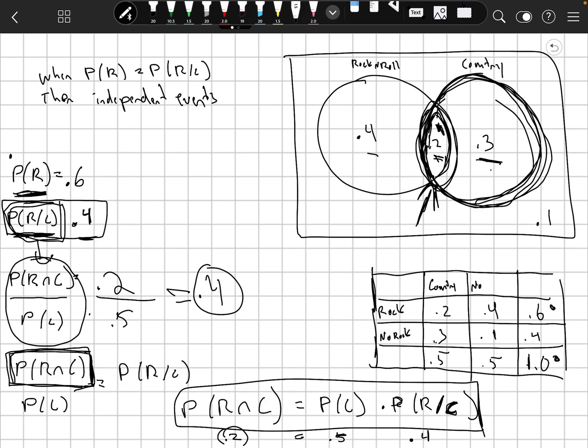And we can look at this on the frequency table too. So here's our 0.2 right here, and that equals the probability of country, 0.5 right here, times our probability of rock and roll given country, and that's 0.2 over 0.5, that's 0.4 there. So it's a little bit harder to see on this, but this is the multiplication rule. And I want to talk about dependent and independent events with you, and then work through a couple of multiplication rule ideas.